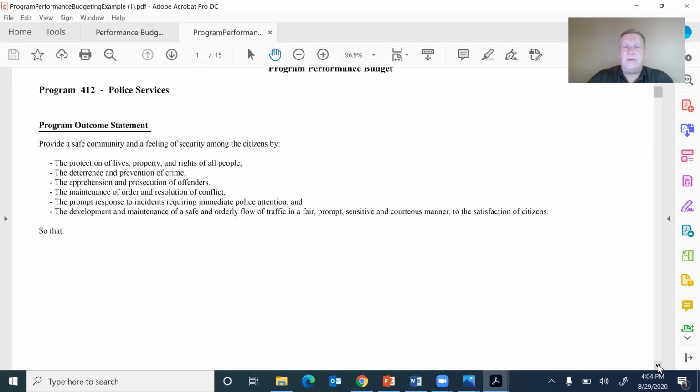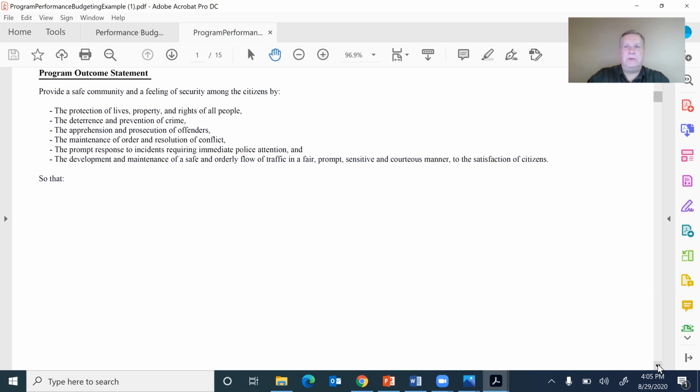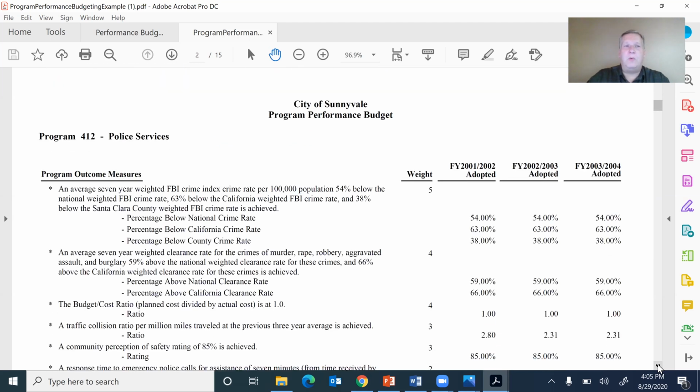So we're trying to provide a safe community and a feeling of security among citizens by the protection of lives, property, and rights of all people, deterrence and prevention of crime, apprehension and prosecution of offenders, maintenance of order and resolution of conflict, prompt response to incidents requiring immediate police attention, and the development and maintenance of a safe and orderly flow of traffic in a fair, prompt, sensitive, and courteous manner to the satisfaction of citizens. So that's our goal. That's what we are trying to achieve.